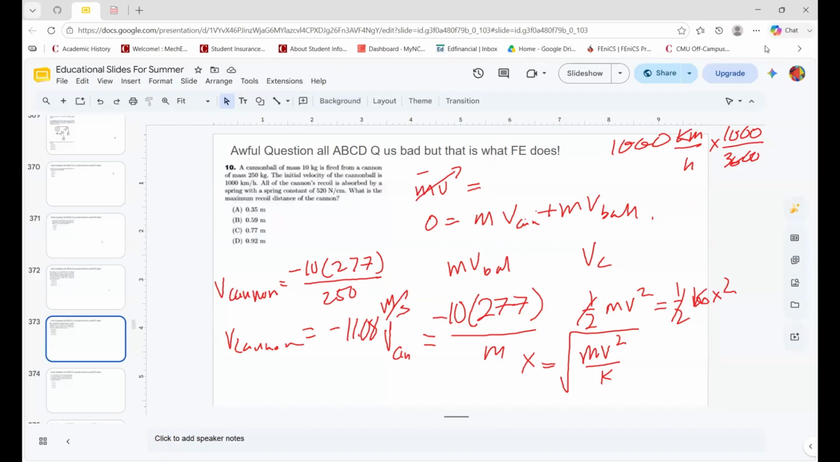Oh, look here. 520 newtons per cm. So I have to multiply this by something. Be careful on the units. Always check your units. Clearly I made a mistake there. So 520 newtons per cm. We know 1 cm equals 1/100 of a meter. So with that said, let's go back to the equation I was doing.